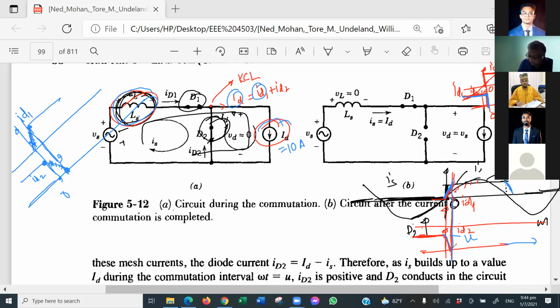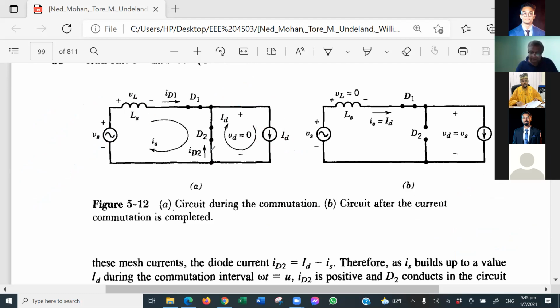Okay, the current was 0 here, and it will take some time to build up again. So that means during this interval, both diodes are conducting. Okay, if D2 is conducting, what should be the output voltage? 0, sir. 0. That means during the commutation, you will not get any voltage in your output. You understand it or not?